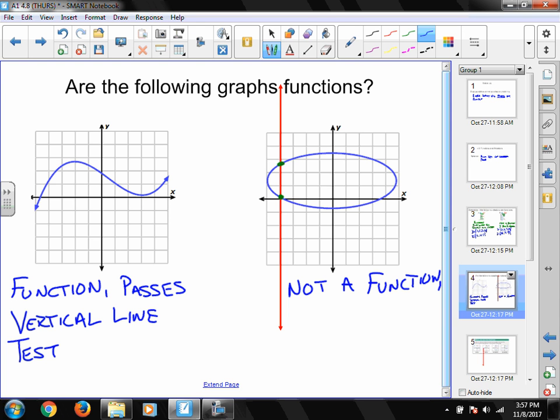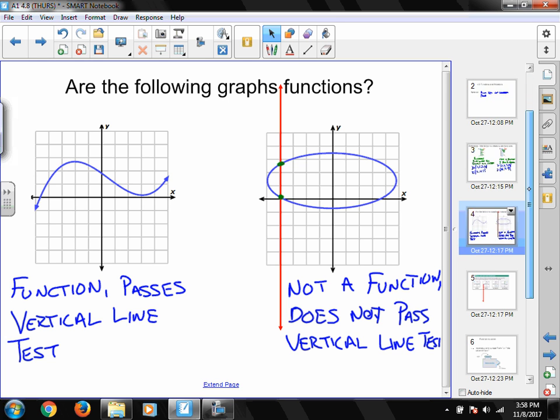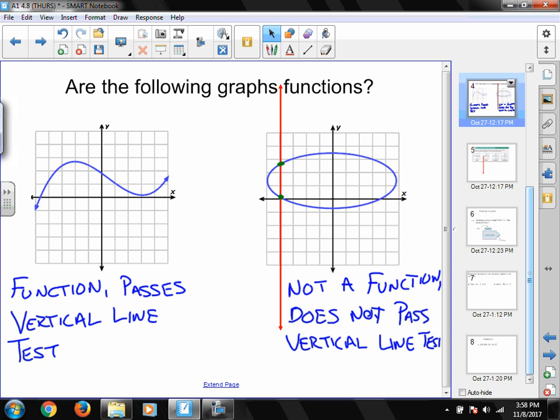Because it fails, or does not pass, the vertical line test. So that's the vertical line test. That's really easy. If we have graphs, we can use that to help us determine if they're functions or not.